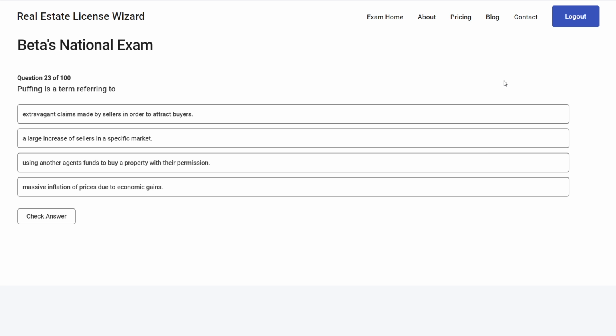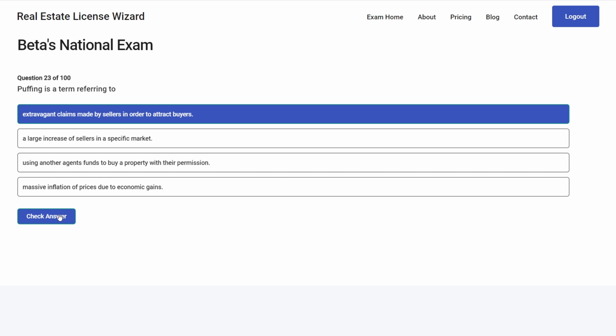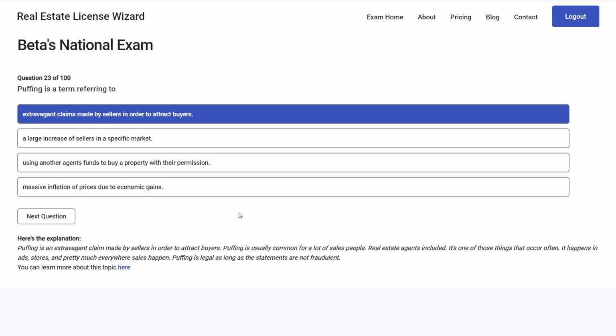Alrighty. Did you guys come up with it? So the correct answer for this one is extravagant claims made by sellers in order to attract buyers. So yeah, puffing is actually more common than you may think. If you go into a clothing store and you try a shirt on and the salesman's like, "Oh my god, that shirt looks amazing. I've never seen anyone look better in that shirt in my life." That would be considered puffing.